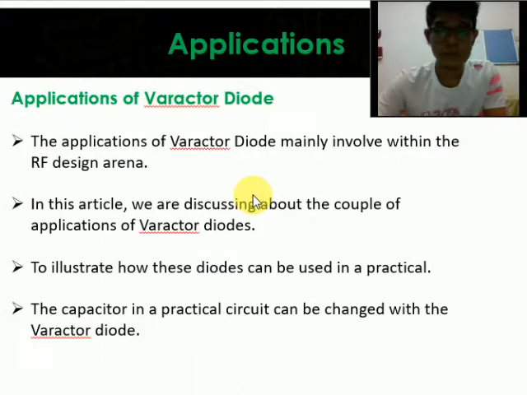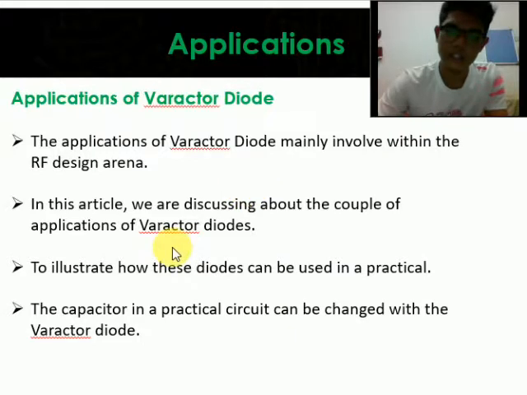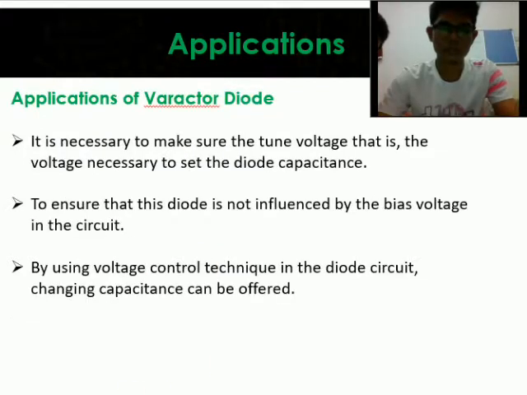So next we move to the applications of the varactor diode. It is important for us to know where we can use it. The varactor diode is mainly involved within the RF design arena. Next, the varactor diode can be implemented in voltage control techniques, because it can change the capacitance, so it can be used to choose the right frequency for us to use.